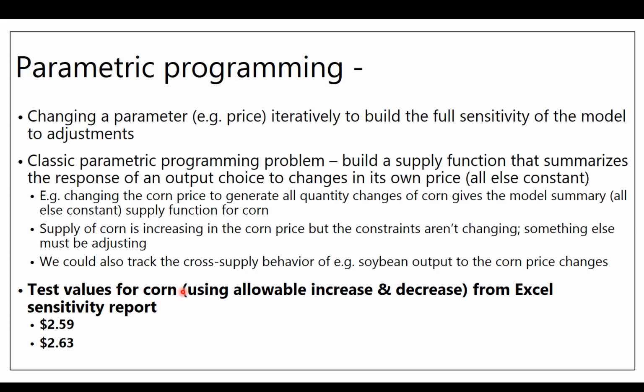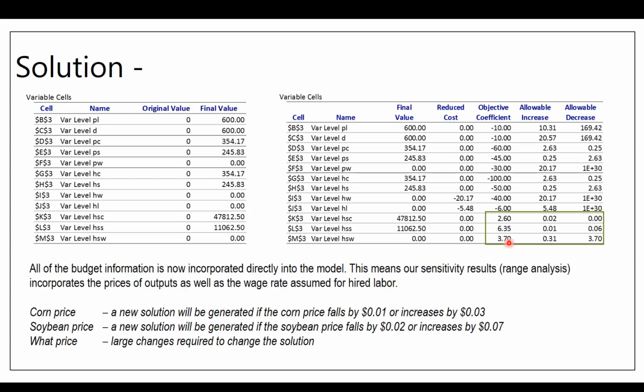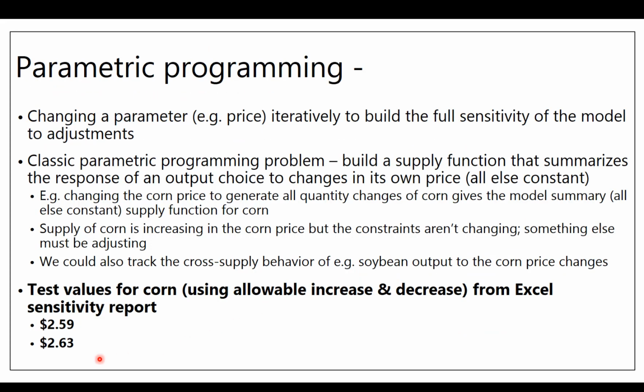If we go back a couple slides here, we could look at the corn price, and we've already talked about it. So 260, take away 2 cents, add 3 cents, take away 1 cent. So the increase and the decrease gives us the ranges that we would want to think about. And so that's what I do here. I take away 1 cent to 259, add 3 cents to 263.